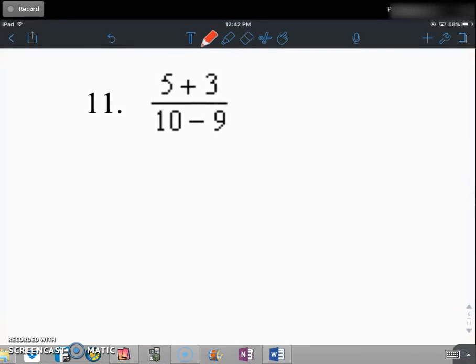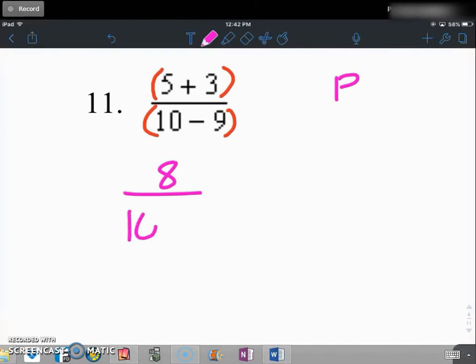Okay, so again, we have the big division bar. So that's an automatic grouping symbol. So again, we're on parentheses first. So I got 8 divided by 10 minus 9. 10 minus 9 is 1, so I get 8 divided by 1, which is equal to 8.